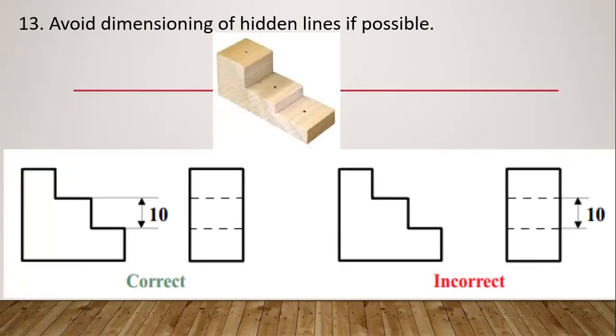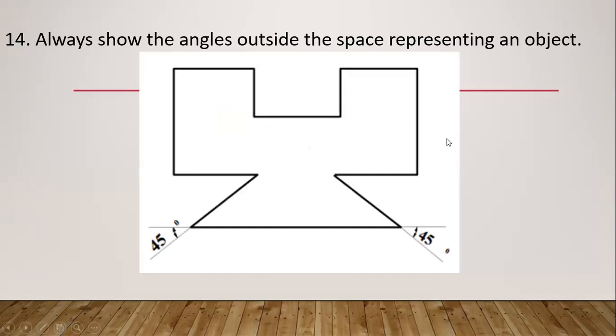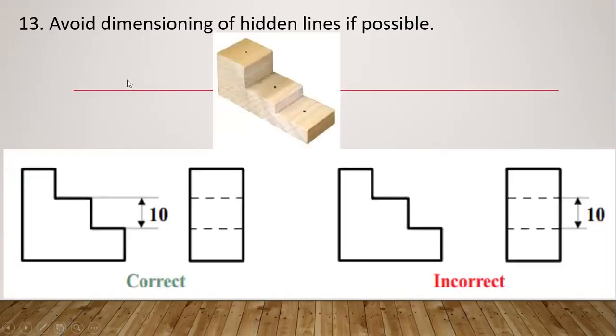Okay, 13: avoid dimensioning of hidden lines if possible. Hidden lines should never be dimensioned. Now, if you are viewing this block from behind, from this side, the side where my mouse is, you do not have to show this.